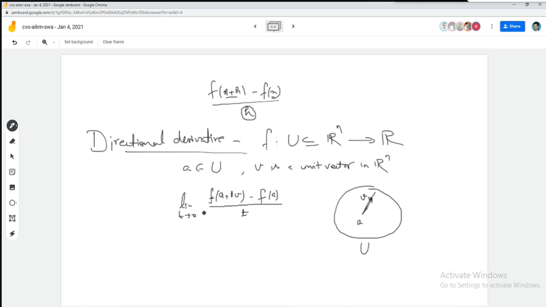So when this limit exists, we call it the directional derivative of the function f at the point a in direction of v, and we denote it by D_v f(a). This is called the directional derivative of the function at the point a in direction of v. Is it okay to everybody? If this limit exists, अगर ये लिमिट एग्जिस्ट करता है, तब हम कहेंगे कि हाँ, इस फंक्शन का डायरेक्शनल डेरिवेटिव इस v डायरेक्शन में एग्जिस्ट करता है.